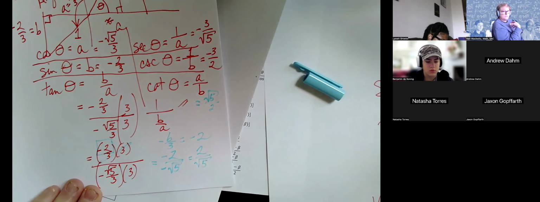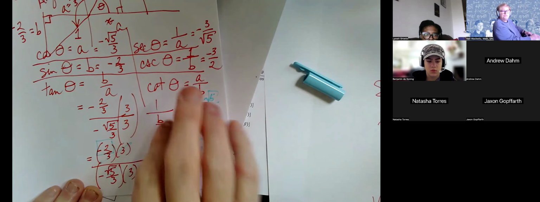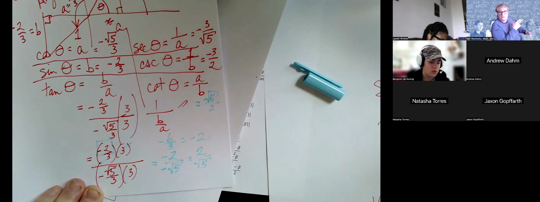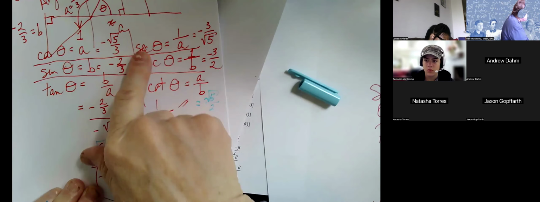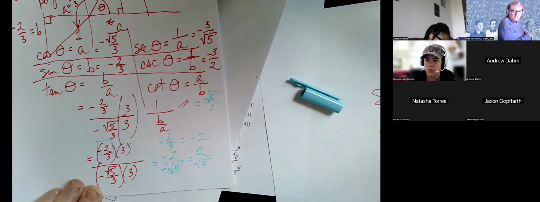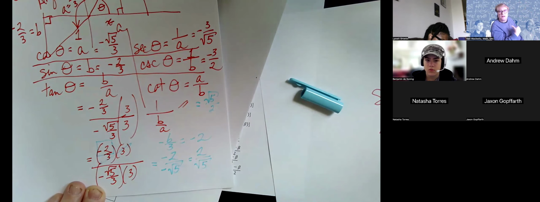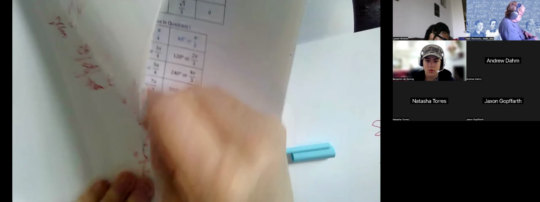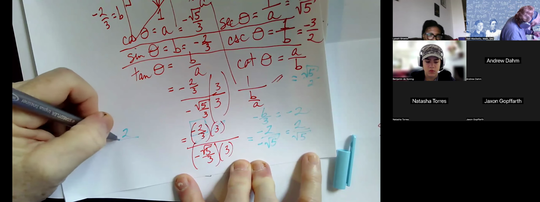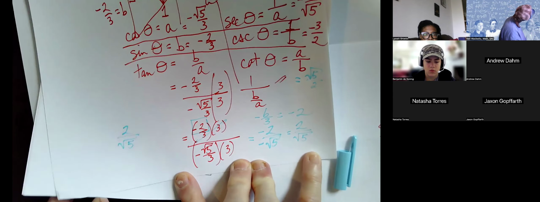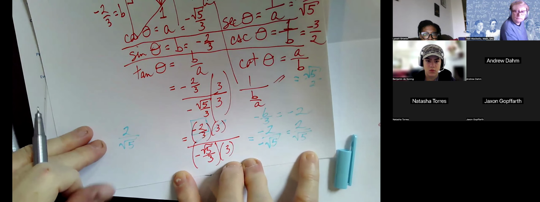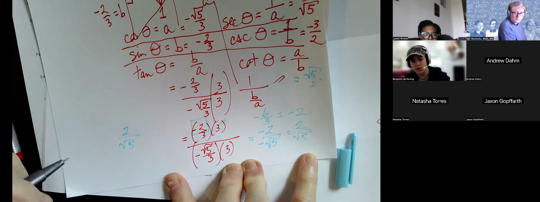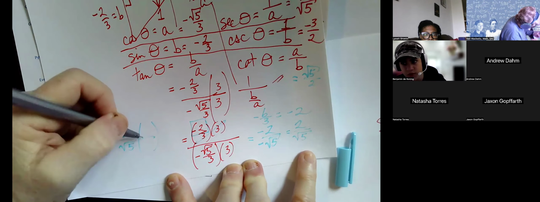Beautiful. So if you don't rationalize in between, then it's really easy to go from one answer to the next. And if you have to rationalize, I would encourage you to rationalize at the end. So if we had rationalized the tangent here, let's just do that. So we have 2 over the square root of 5. And how do we rationalize that? Multiply both the numerator and denominator by square root of 5. Beautiful.